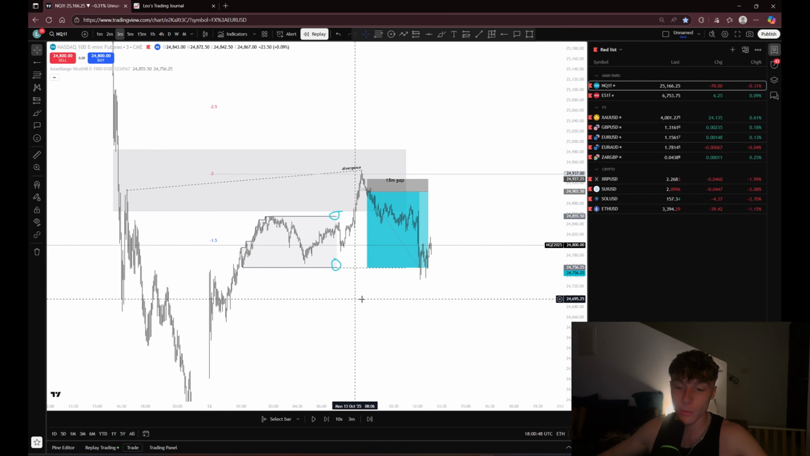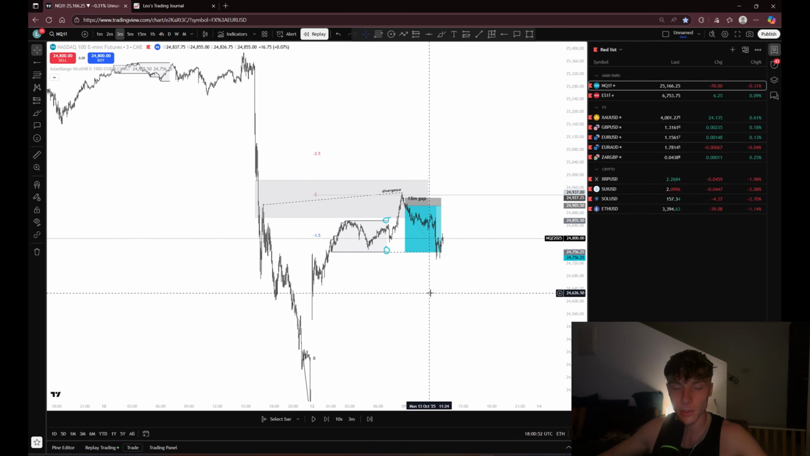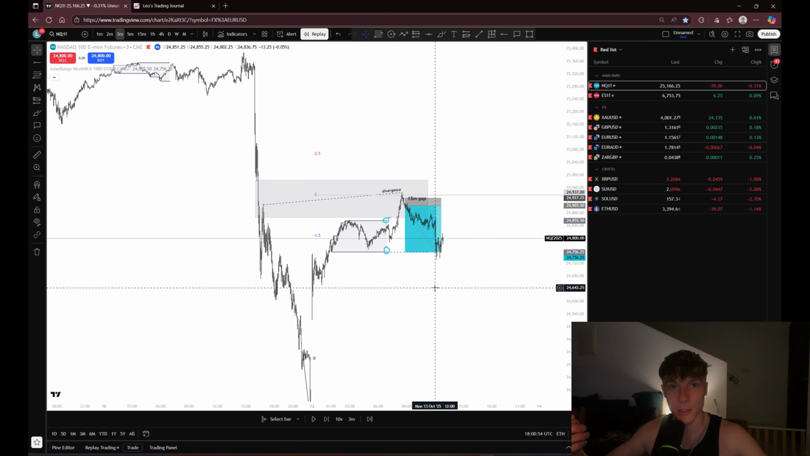Covering the Asia sweep model is something that I do on a consistent basis, and I've seen a couple of people have issues in terms of marking out the deviation tool, where the manipulation leg is. So hopefully now you've got a bit of a better understanding.